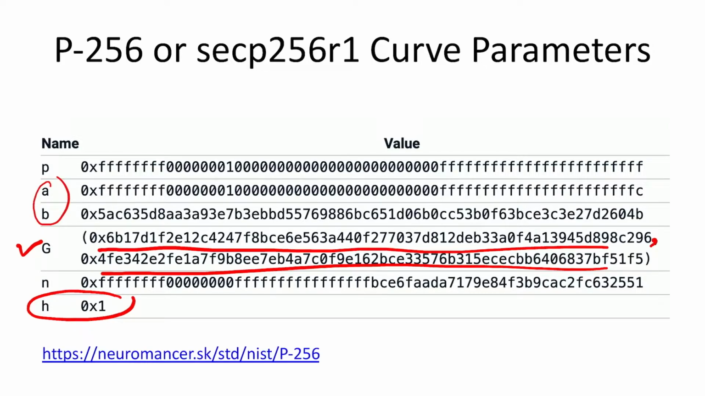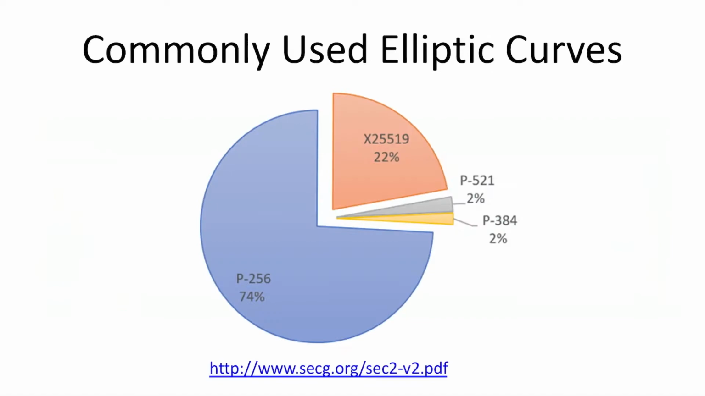And these are the values of our constants a and b, and this is our n value. You can look at these values using this link right here. This figure shows the commonly used elliptic curves today.